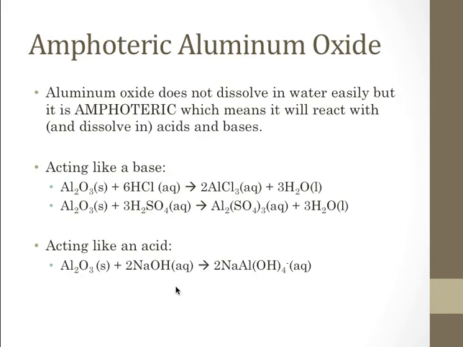Hopefully that helps. Aluminum oxide is different, and we'll talk a little bit more about its structure. It can act as a base. Hydrochloric being an acid reacting with aluminum oxide to form aluminum chloride and water, a salt and water. It can also act as a base, acting with sulfuric to form aluminum sulfate and water.